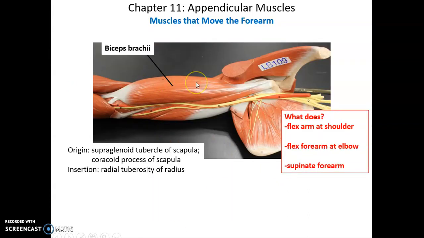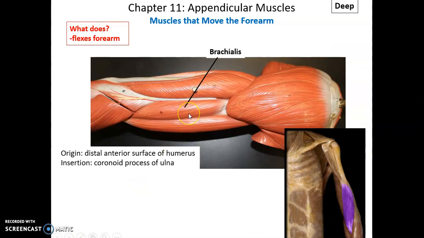Here is the biceps brachii muscle on the anterior side of the arm, and it is one of the muscles that moves the forearm. Biceps brachii crosses two joints, the shoulder joint and the elbow joint. Its origin is on the supraglenoid tubercle of the scapula and the coracoid process of the scapula, and it inserts into the radial tuberosity of the radius. What can it do? Well, it can flex the arm at the shoulder, it can flex the forearm at the elbow joint, and it can also supinate the forearm. So turn it so that the forearm is turning toward the anterior side, so the palm is facing front.